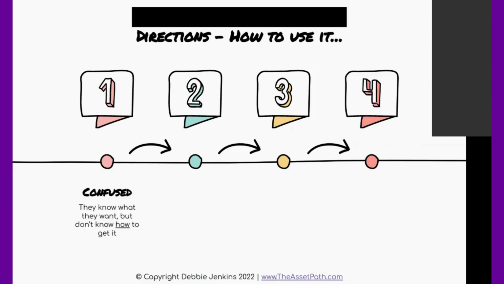Okay. Who are the types of people and how do you use it? The types of people who want directions, not always, but frequently, are a bit confused, okay? So they know what they want, but they don't know how to get it. So I'm going to use a silly example. I'm going to say, I want to be fit. How the flip do I do that?